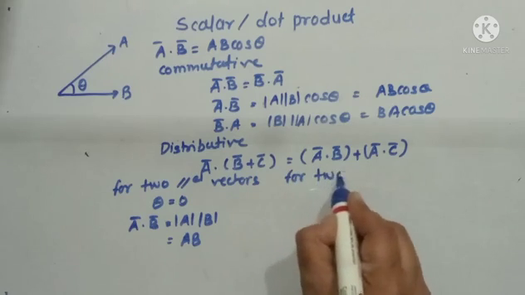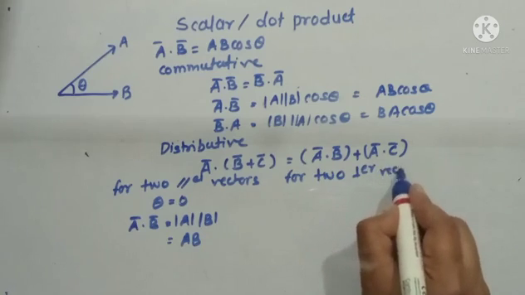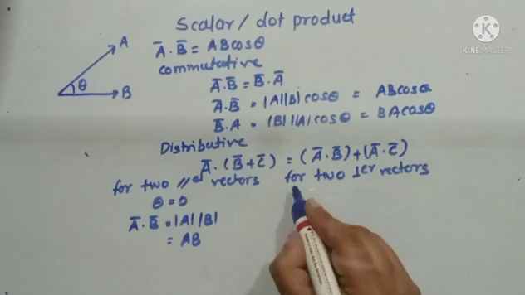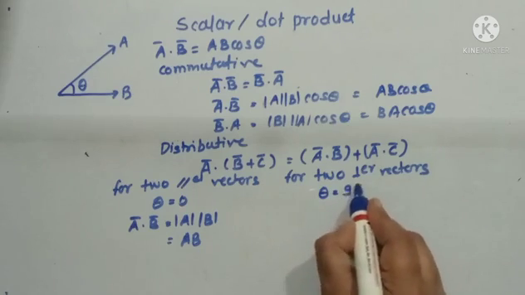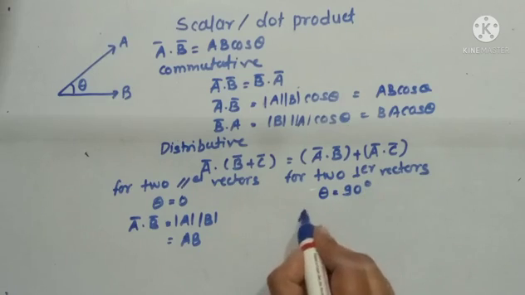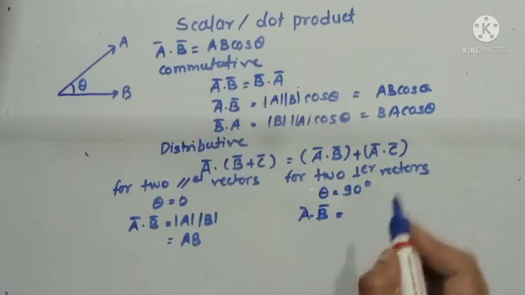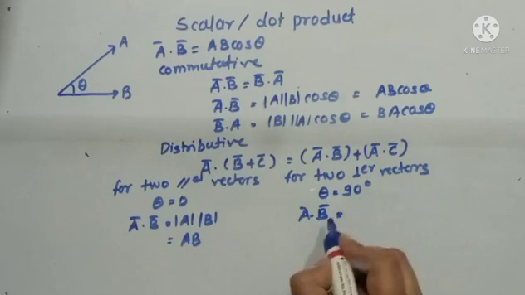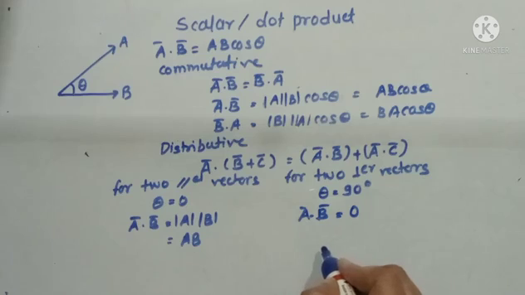For two perpendicular vectors, theta is equal to 90 degrees, and we know that cos 90 is equal to 0. Therefore, A dot B is equal to 0 for two perpendicular vectors.